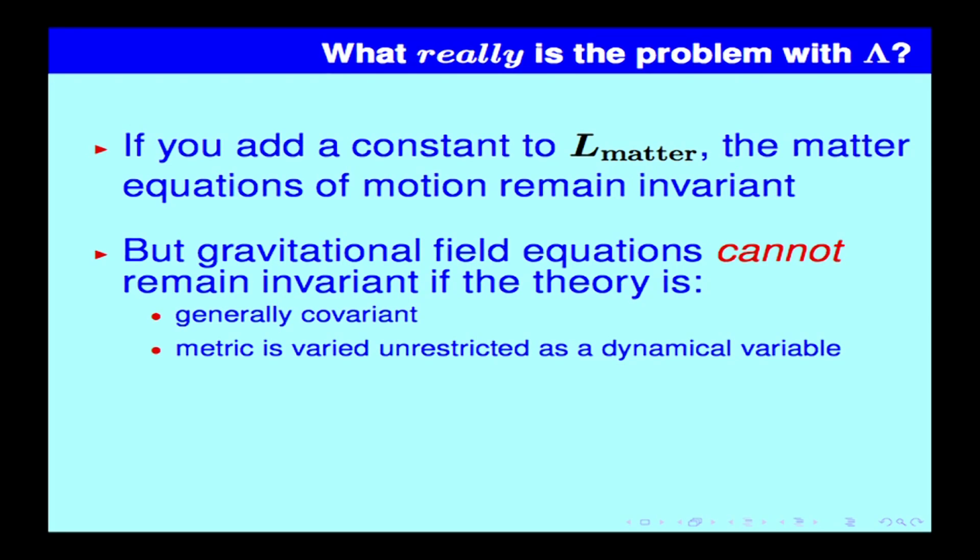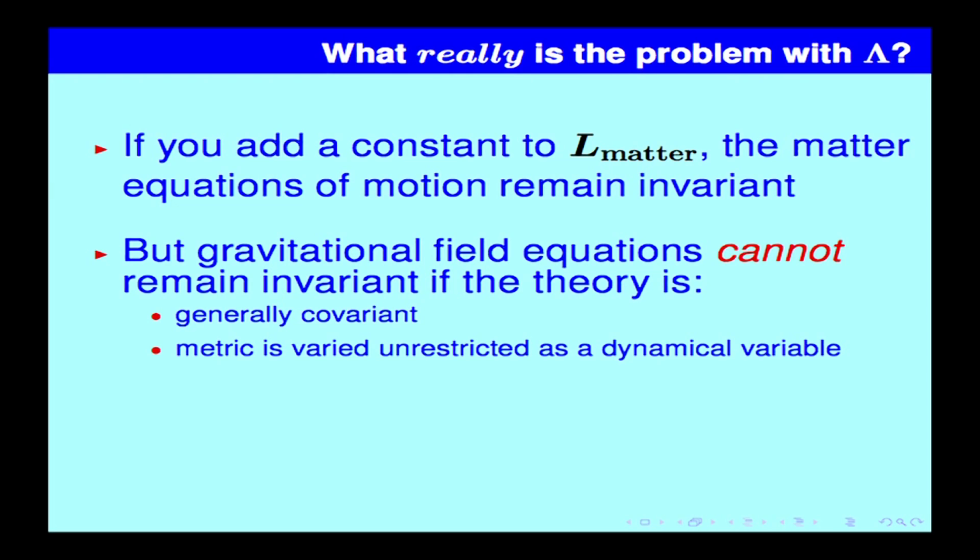But the gravitational field equations, once you couple this to gravity, then if you add a constant, you can prove fairly simply, it is a theorem, but it is a two-step proof, that gravitational field equations cannot remain invariant under an addition of a constant, any gravitational Lagrangian, it does not matter how you modify gravity. If the theory is generally covariant and built on a local action, and the metric is varied unrestricted, that you do not do unimodular or some such thing, and you vary the metric as an unrestricted dynamical variable, then you can show that the gravitational field equations cannot remain invariant.